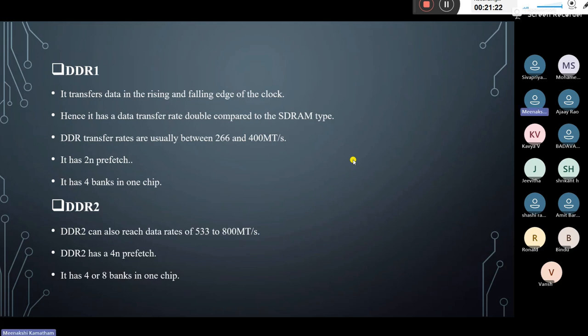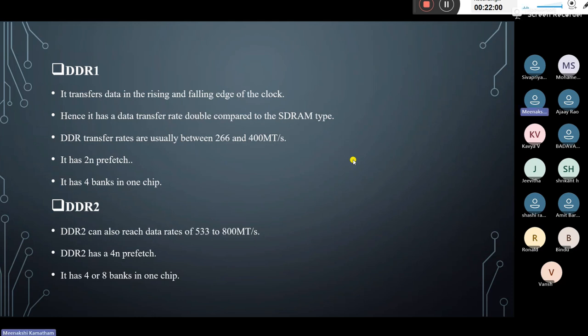Coming to this session, what are the differences between DDR1 and the others? DDR, as I mentioned, mainly transfers data on both clock edges, rising and falling edges of the clock, and the data transfer speed is higher compared to the previous ones, like SRAMs. Previously we used many other things, but compared to all that, DDR is more efficient and very fast also.